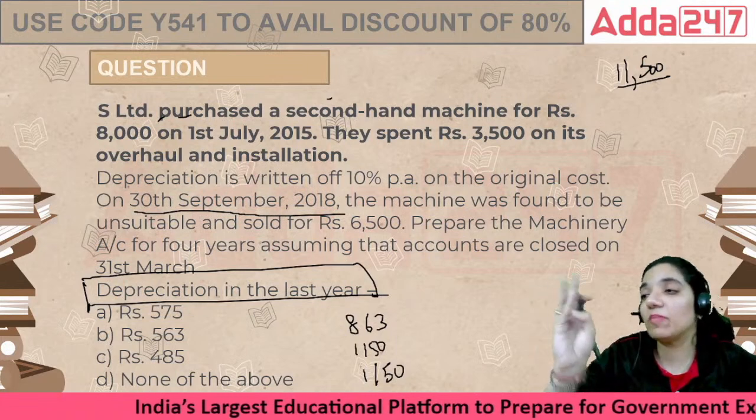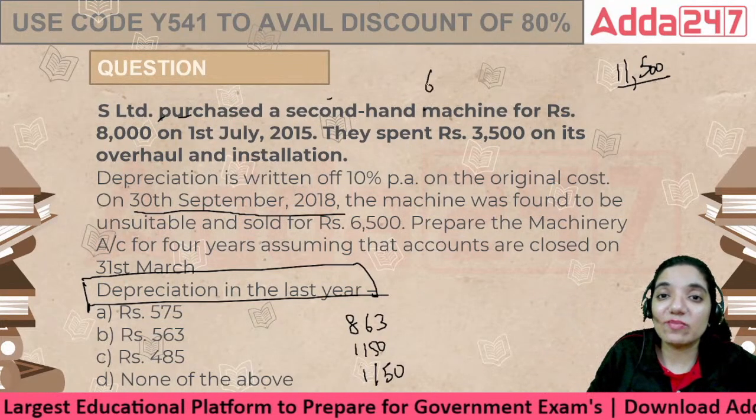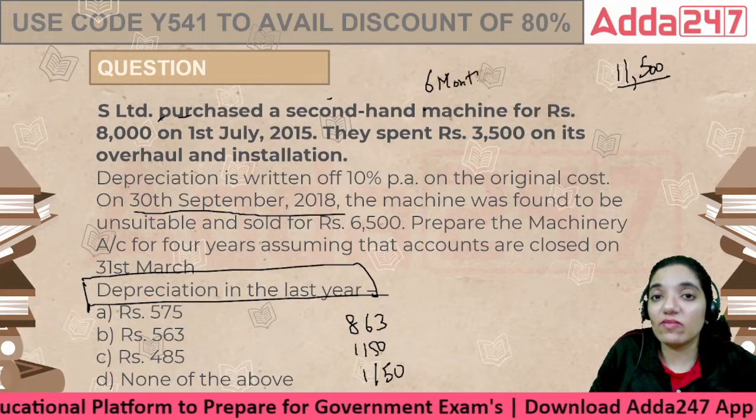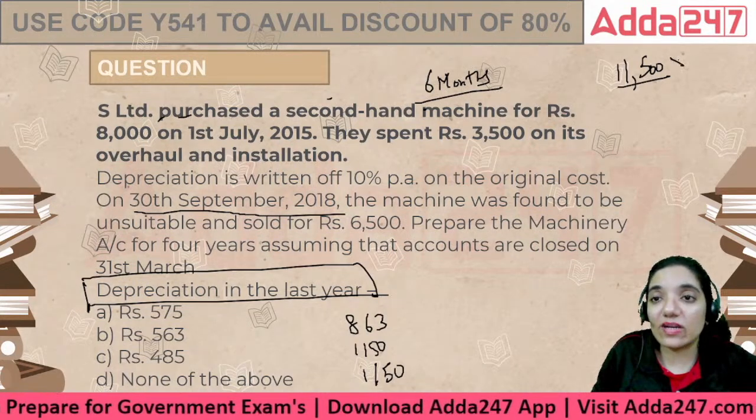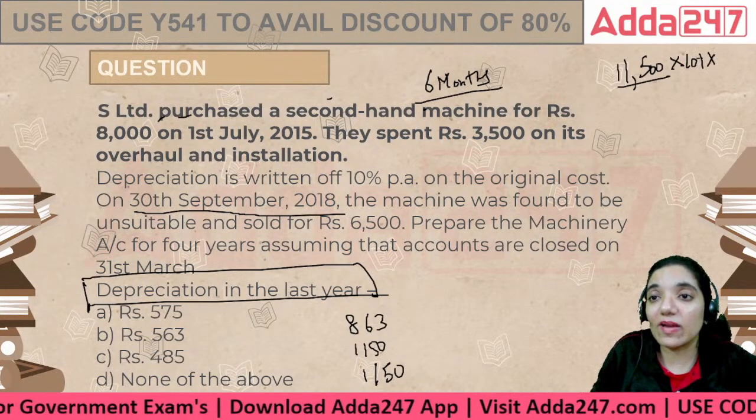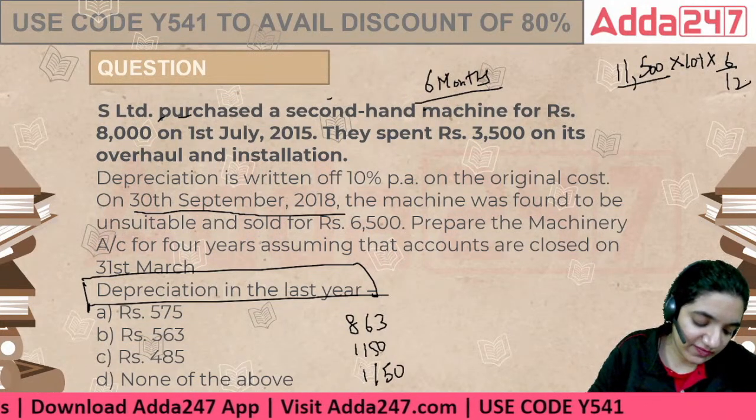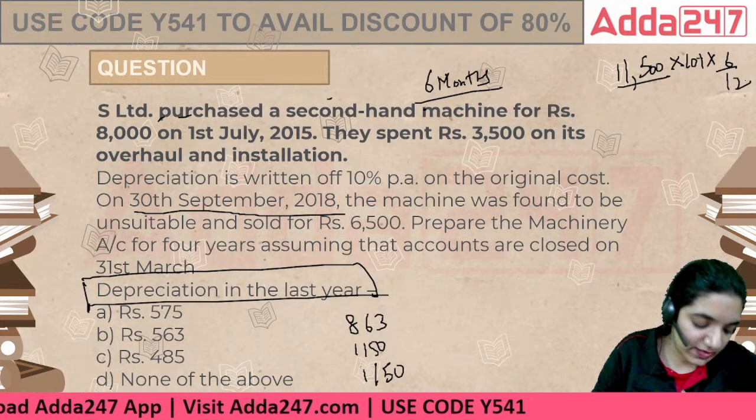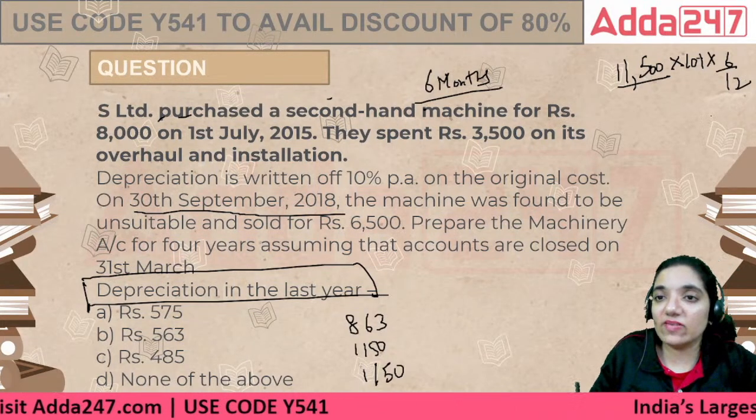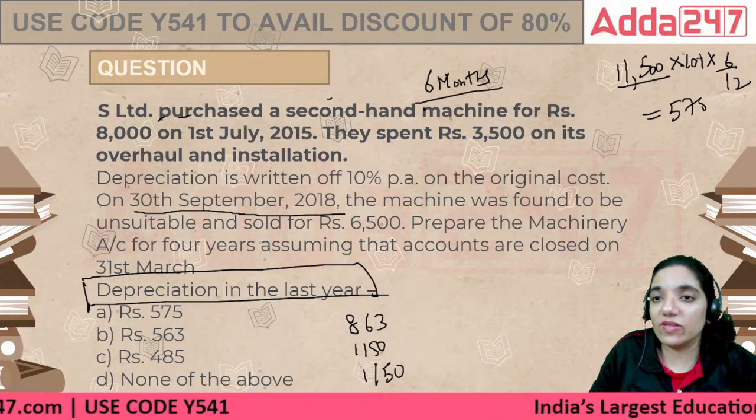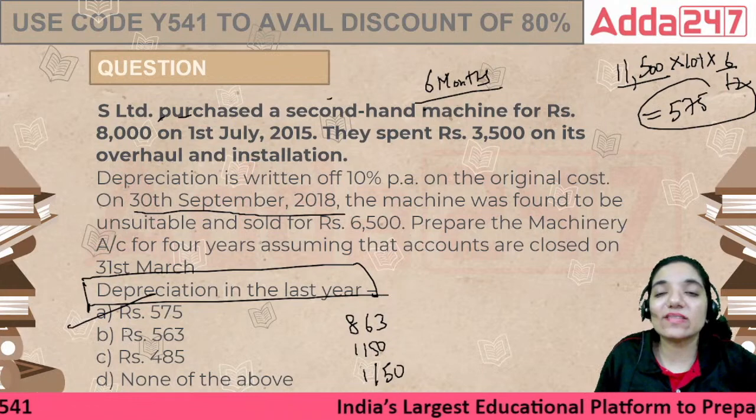That means April, May, June, July, August, September. We have used it for 6 months, right? So it's 11,500 multiplied by 10% multiplied by 6 divided by 12. It's going to be 575 rupees. Right? So this is going to be the depreciation for the last year.